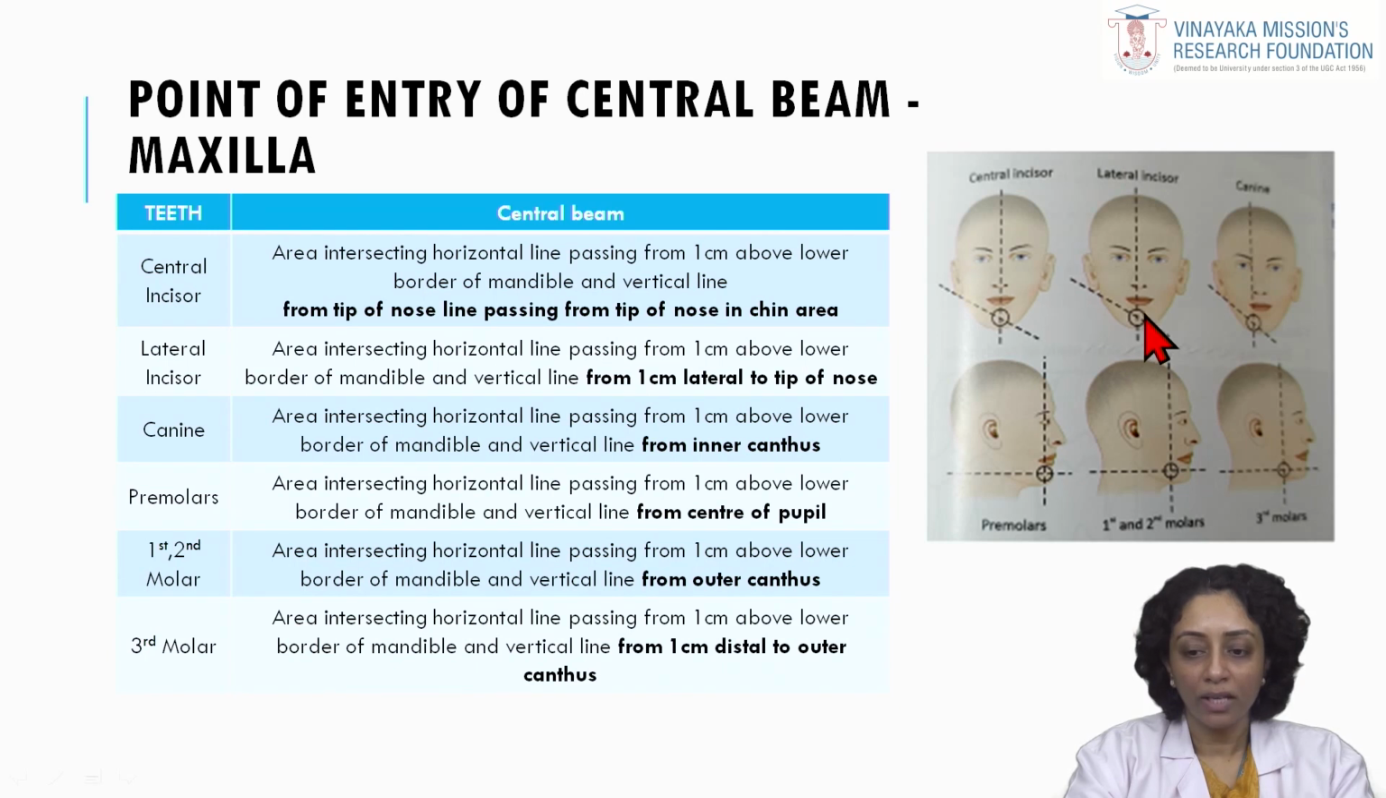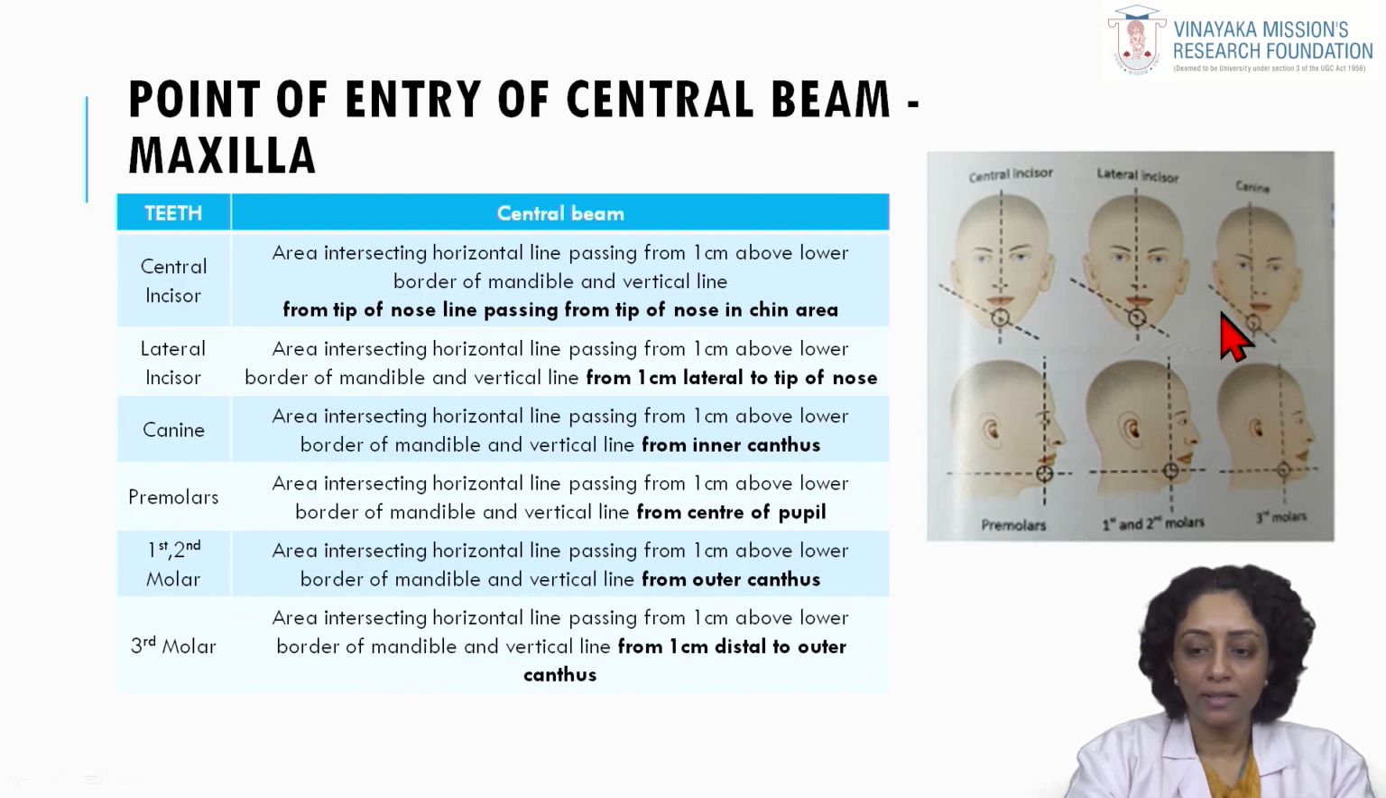In a similar way for the lateral incisor, the lower border of the mandible will be considered as the anatomical or imaginary line, and then the mid-sagittal plane will intersect at one point which is 1 centimeter above the border of the mandible, and it will be lateral to the tip of the nose.